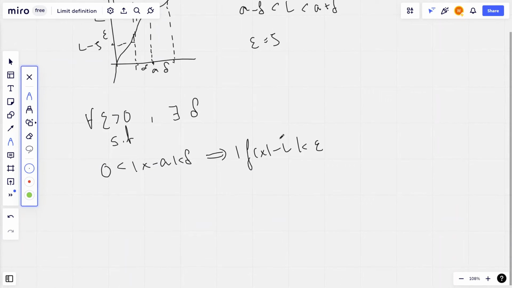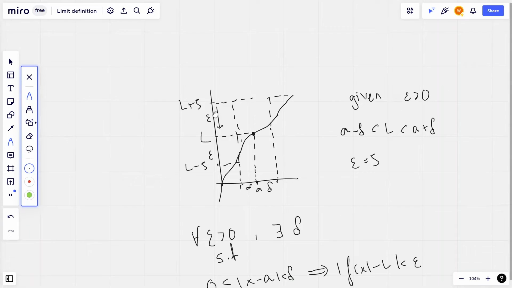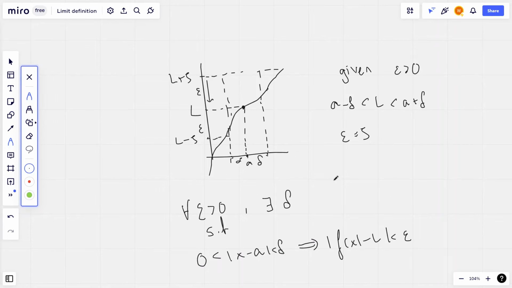So we're saying that given some value of epsilon, given some distance away from our limit, we have some delta such that the distance away from our input to A is less than delta, implying that we can find some distance less than epsilon with the limit inside of it.